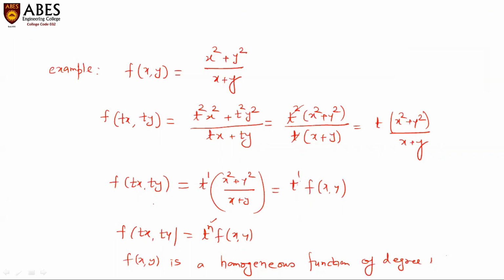Then take t square as common from the numerator and t as common from the denominator. Then we get the right-hand side as t into (x square plus y square) divided by (x plus y). So f(tx, ty) equals t to the power 1 f(x,y). Now this is the definition of homogeneous function. If a function f is homogeneous, then f(tx, ty) should be equal to t to the power n f(x,y). Here the value of n is 1. So we can say the function f(x,y) is a homogeneous function of degree 1 in variables x and y.